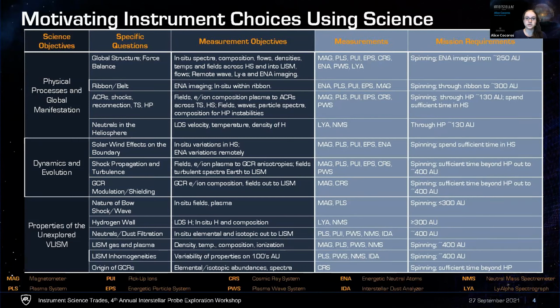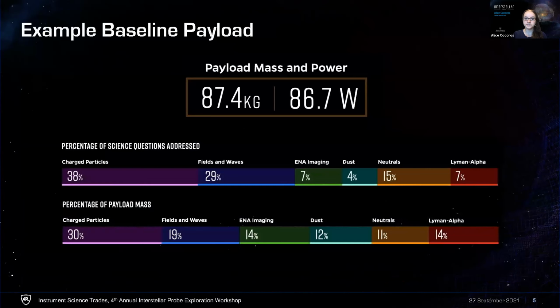If you go to the next slide, the final mass and power for our baseline payload is 87.4 kilograms and 86.7 watts. Once again, you can see the mass and the power really do kind of track each other. So we came in just underneath the 90 kilogram constraint. And then I also have here marked a sense of what this payload covers.